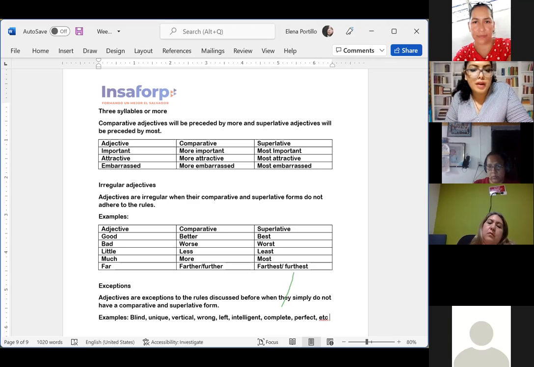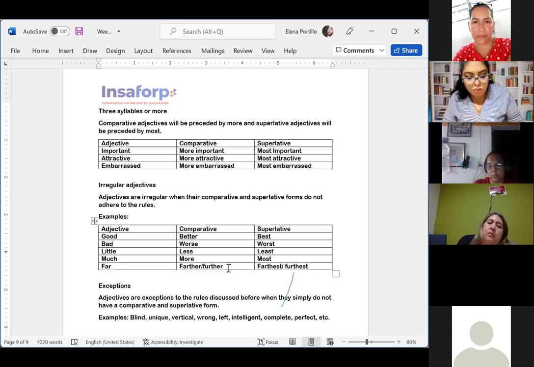So in this case, we have the examples for these exceptions, and it says that we have blind, unique, vertical, wrong, left, intelligent, complete, and perfect. Those are the exceptions for this rule because they don't have the comparative and superlative parts. So in that case, we're not going to use these rules for the comparative and superlative.